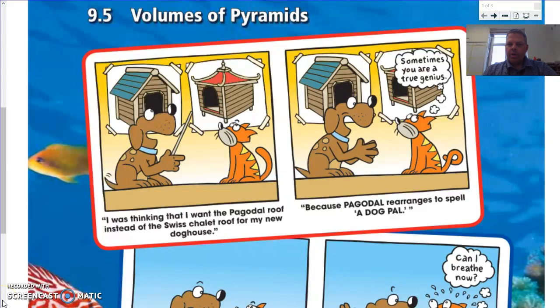So you can see in our first cartoon, I was thinking that I want the pagoda roof instead of the Swiss chalet roof for my new doghouse, because pagoda rearranges to spell a dog pal. Sometimes you're a genius. So we're going to be talking about how much space this will take to make this kind of roof compared to a roof like this. That's one of the things that we will be doing.